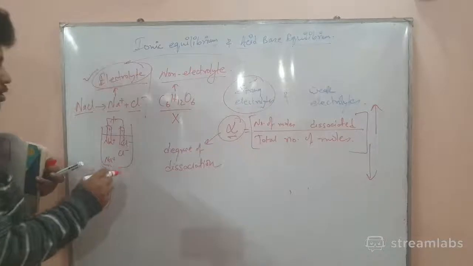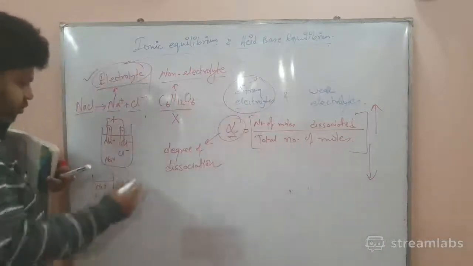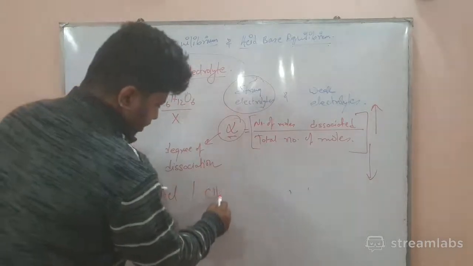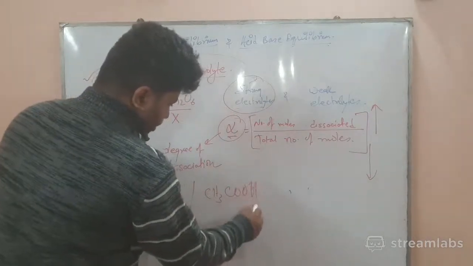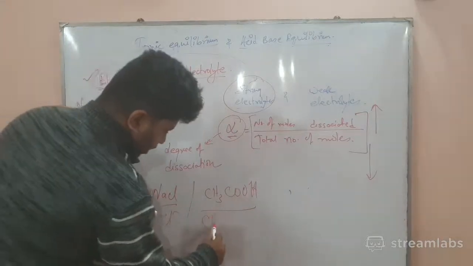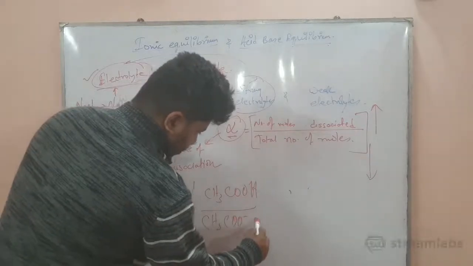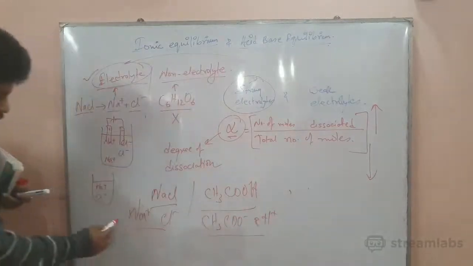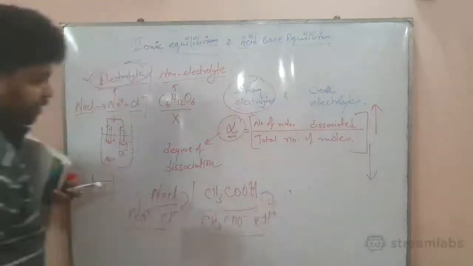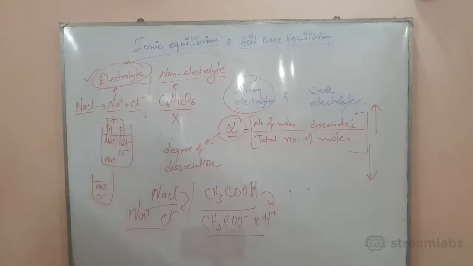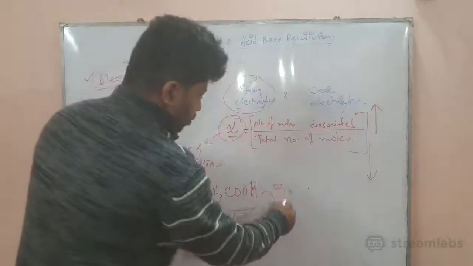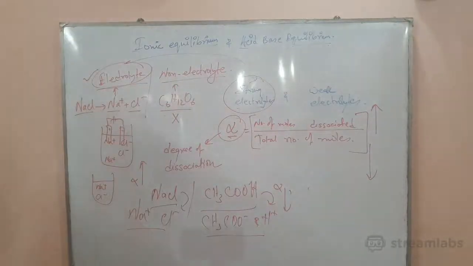Now, this can be understood very easily. Suppose you have dissociated NaCl and you have also dissociated CH3COOH. NaCl breaks down as Na plus and Cl minus, and CH3COOH breaks down as CH3COO minus and H plus. So these are the two dissociated products of NaCl and CH3COOH respectively. And what we find is that the alpha is very high for NaCl and the alpha is low for CH3COOH.